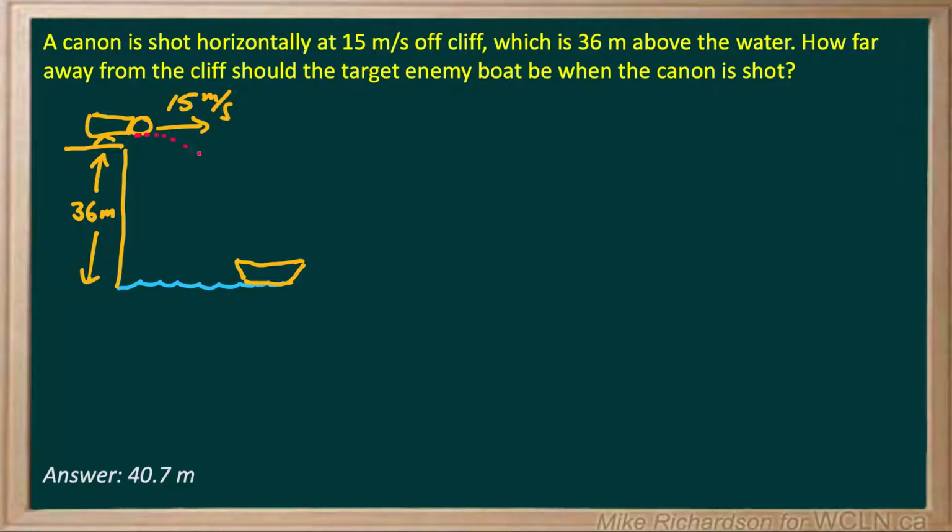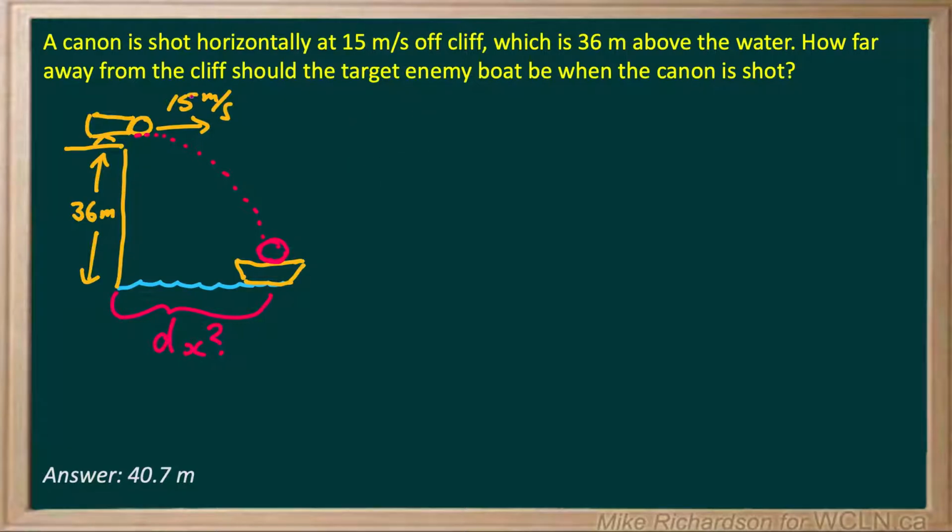Since it's fired off flat, it starts at the apex of that parabola, and eventually we want that cannonball to hit the boat. We're trying to figure out how far away should the boat be when they fire the cannon? What should dx be in order for that to have a successful target?